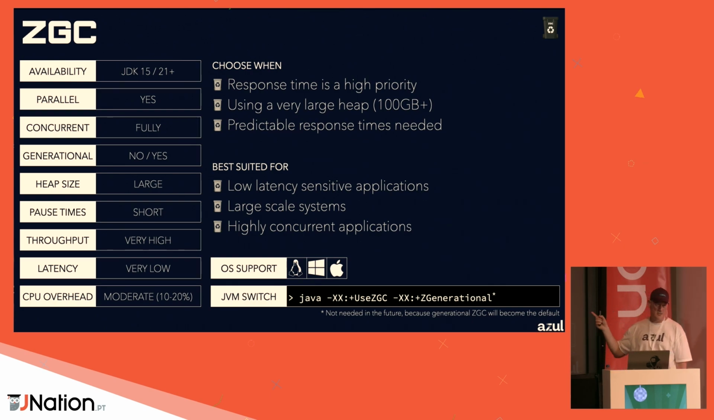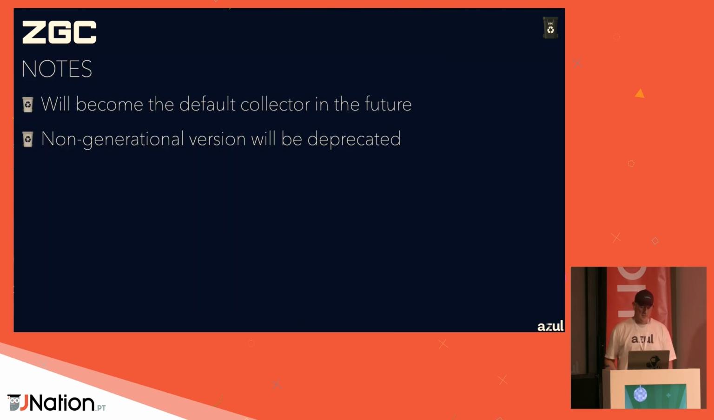So this is for very large heaps. And if I say very large, I talk about terabytes here, right? And then still with these very low pause times. So yes, there are still stop-the-world pause times, but they are so small that you can ignore them. It's maybe 3 milliseconds. This is more or less OK for most applications. So this is for low-latency-sensitive applications, large-scale systems, highly concurrent applications. And it will become the default collector in the future. I don't know from which JDK on, maybe 23, this will be the default collector for you.